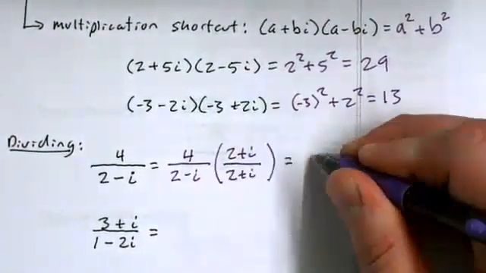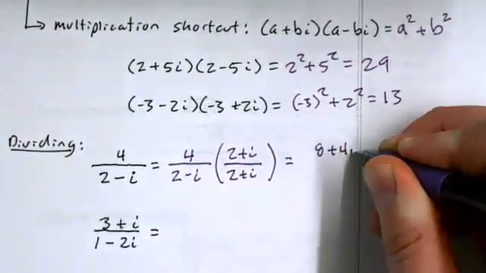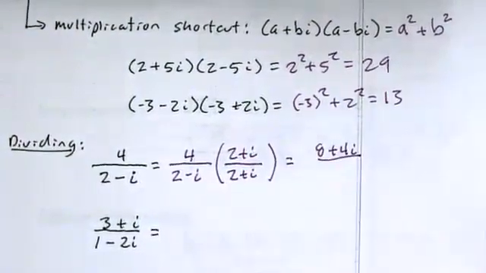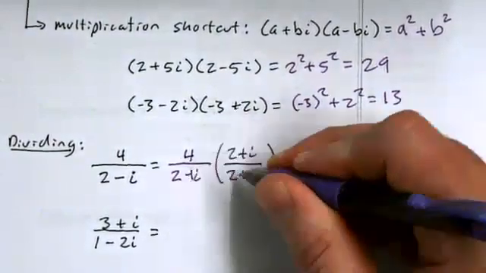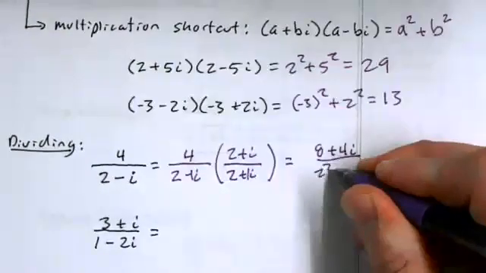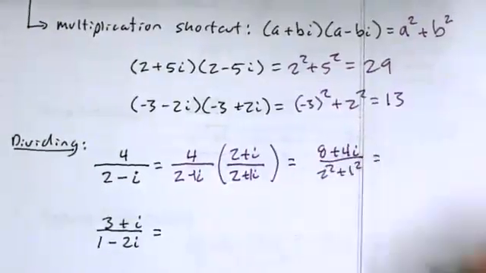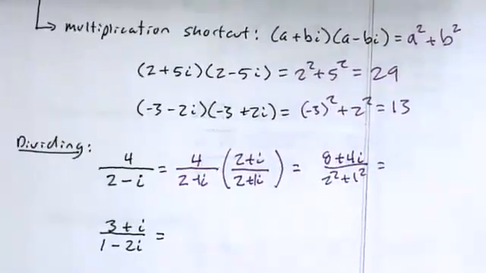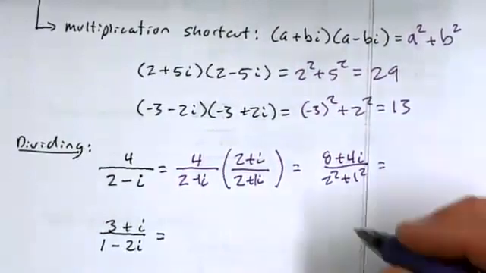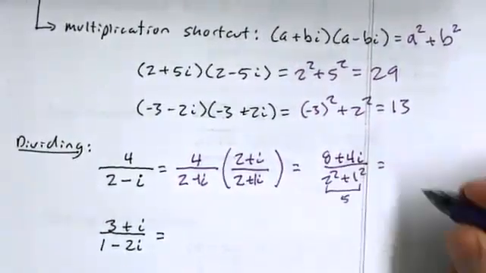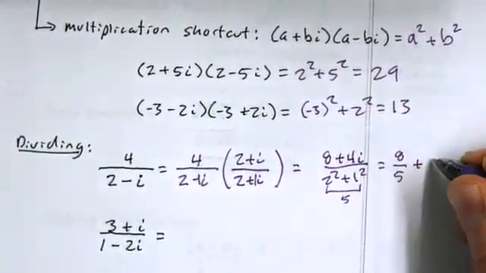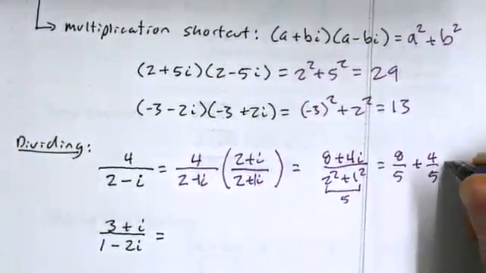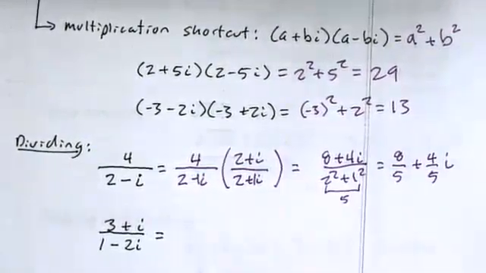So on the top, we're going to have 8 plus 4i. And on the bottom, we'll square what's in front of this i. There's a 1 in front of there. We'll square the 2, we'll square the 1, we'll add them together. What is that on the bottom? That's a 5, isn't it? 4 plus 1. So my final answer, if I'm trying to put this into standard form, it does need to be split up into 2 fractions with the i part at the end.